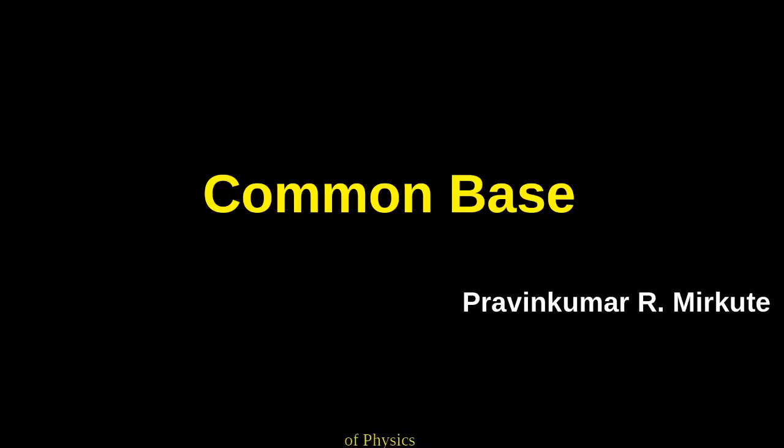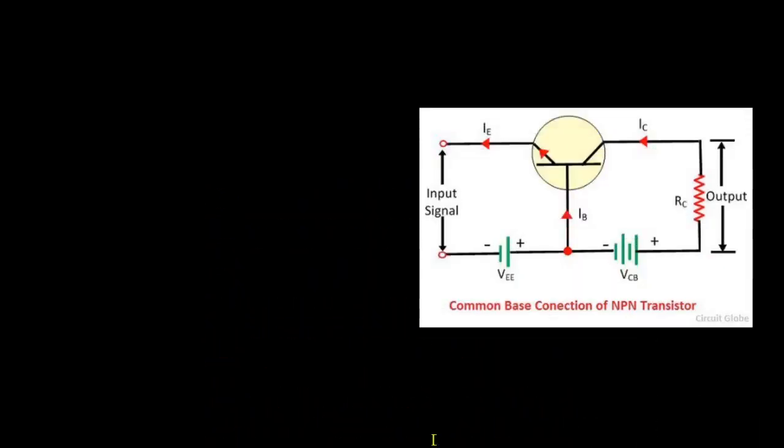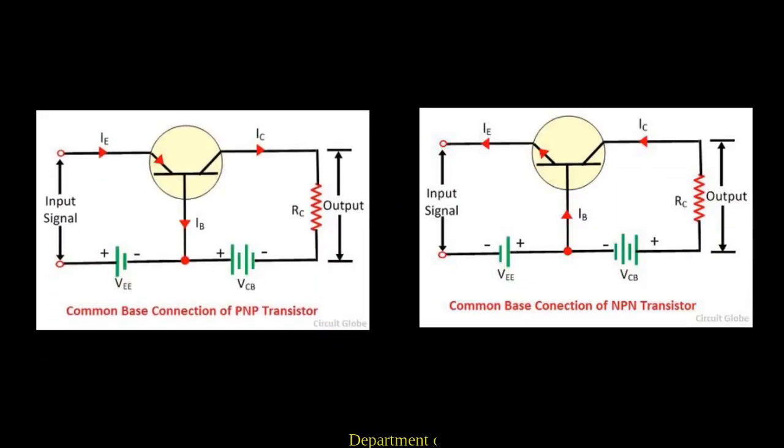The common base configuration arrangement for NPN and PNP transistor is here. Here the input signal is connected between the emitter and base, while the output is taken across collector and base.